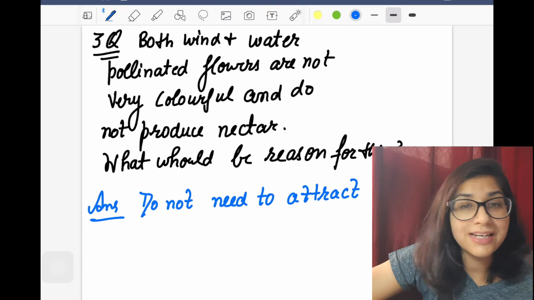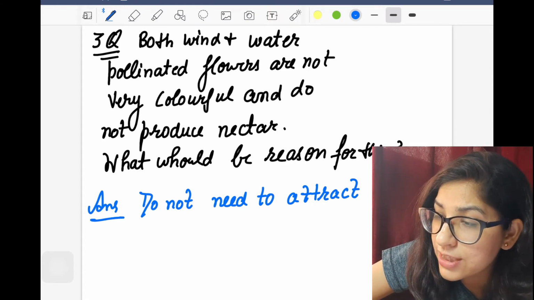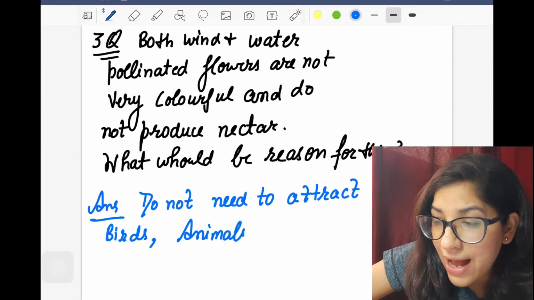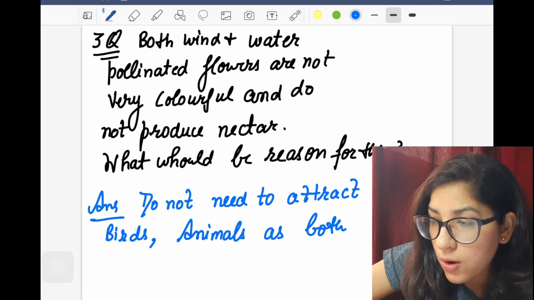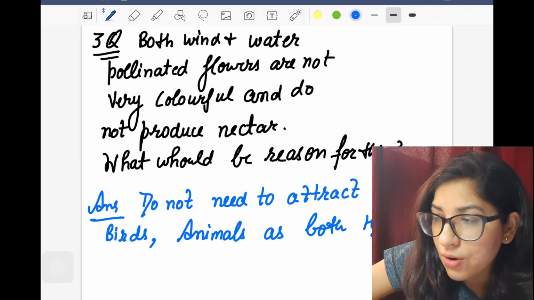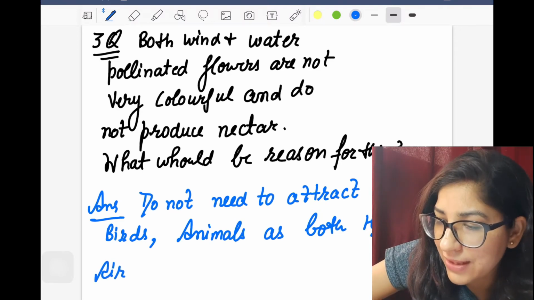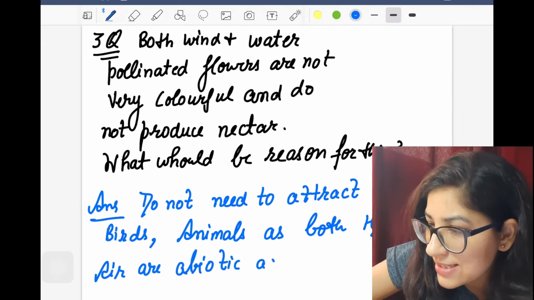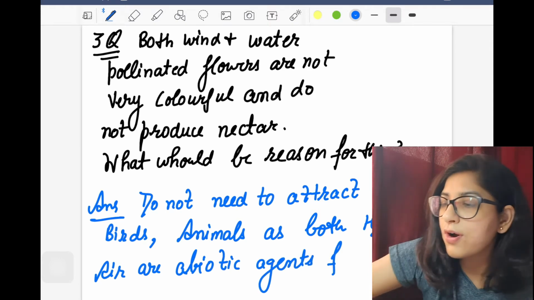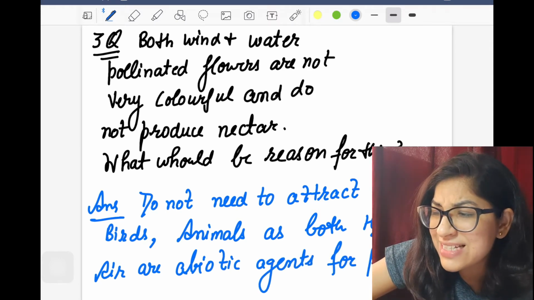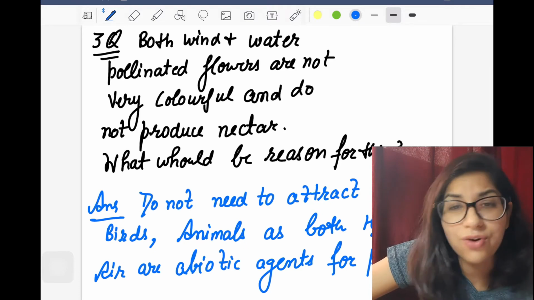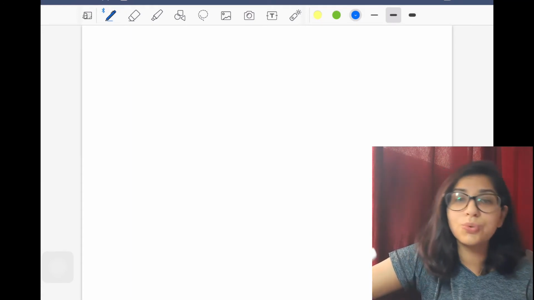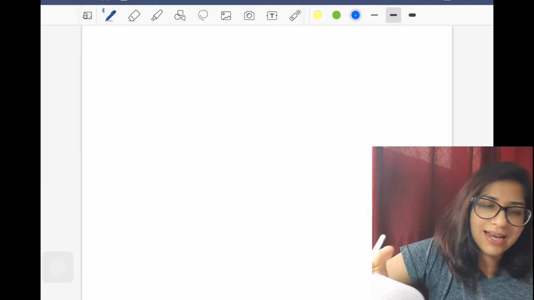They do not need to attract insects, birds, or animals, as both water and air are abiotic agencies or agents for pollination. So abiotic agencies do not need these kind of things, right? To attract insects, birds, and animals, you definitely need colour as well as nectar.